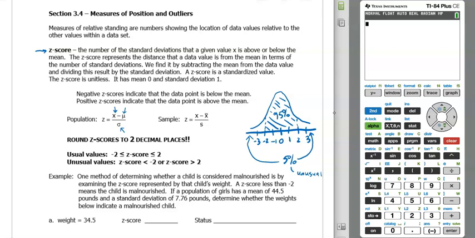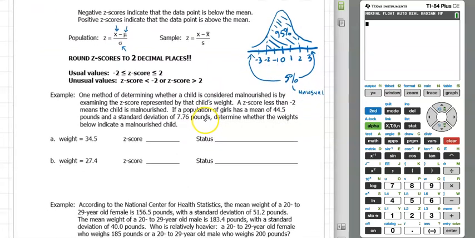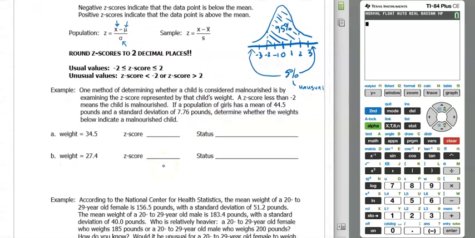And we will see an example here using z-scores, which we're going to determine whether a child is malnourished or not based on the z-score of their weight. And we're given here that a population of girls has a mean weight of 44.5 pounds. So the mean of the population is 44.5. And then the standard deviation for the population is 7.76. And we would like to determine for a girl weighing 34.5 pounds, what is the z-score?